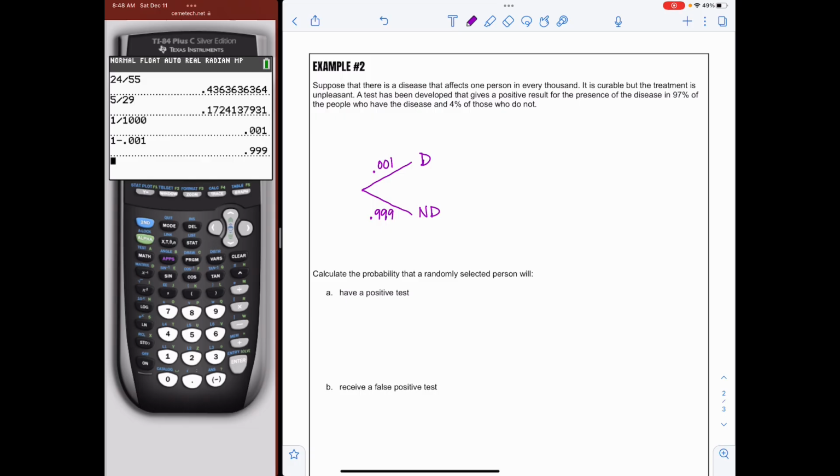Okay, now you can have the disease and not have the disease. So we have those probabilities, but we're going to talk about the test either being negative or positive. So if the person has a disease, they could have had a positive test or a negative test.